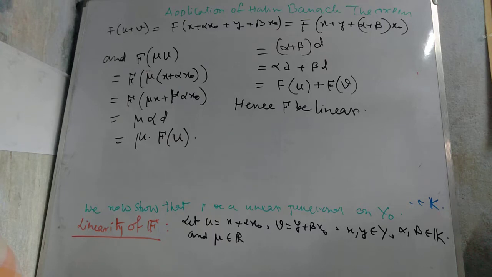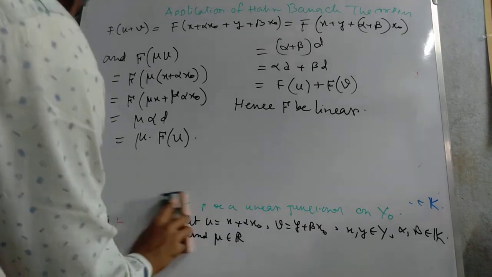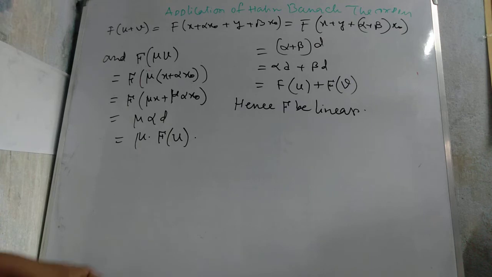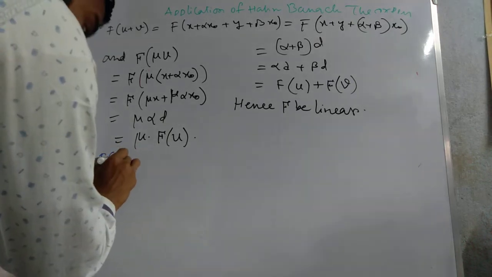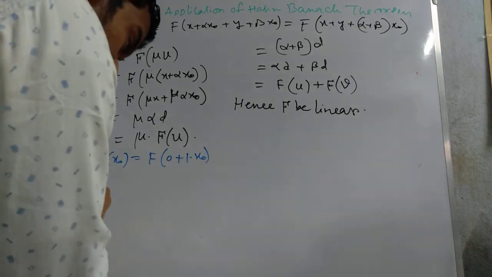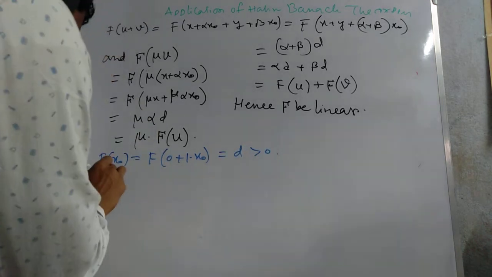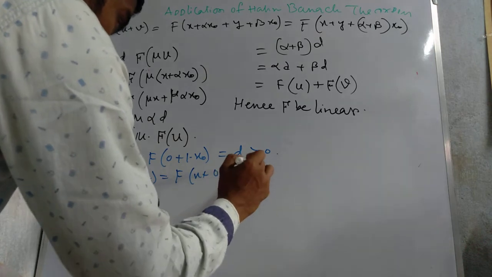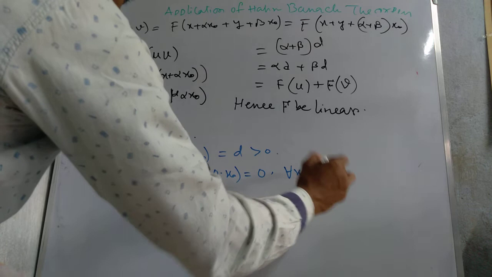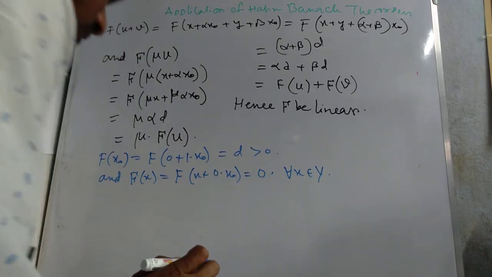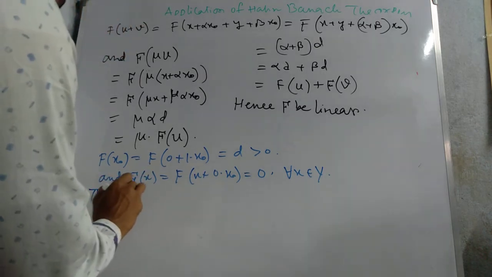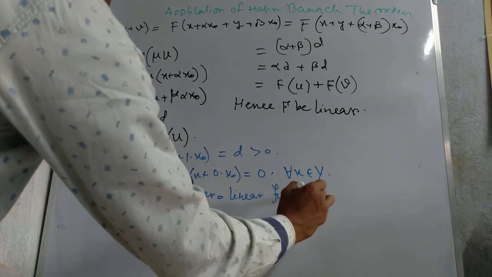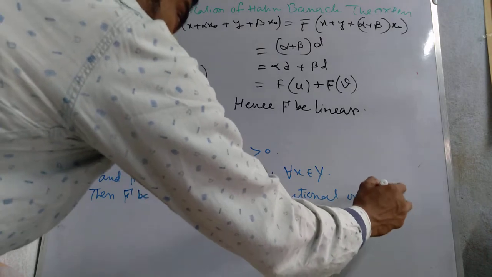Now we're going to discuss further. f(x0) equal to f(0 plus 1 x0) equal to d greater than 0, and f(x) equal to f(x plus 0 x0) equal to 0 for all x belongs to Y. Then f is a non-zero linear functional on Y0.